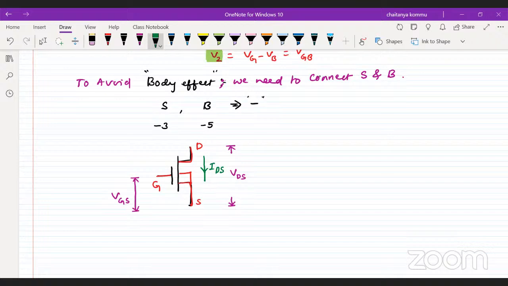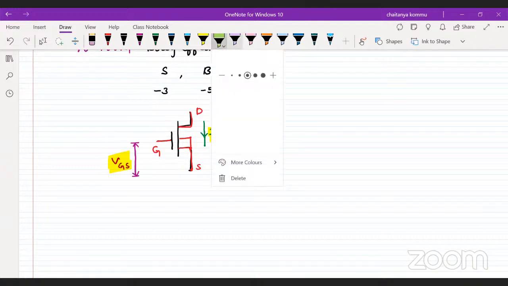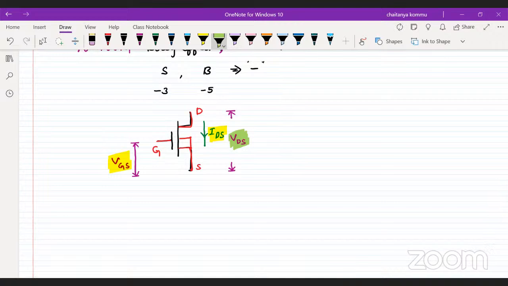So our interest is that we have to make sure the transistor is on. The transistor must be on. For that reason, I'm going to use VGS. Once the transistor is on, I want to evaluate the IDS value based on VDS. Clear to all of you?